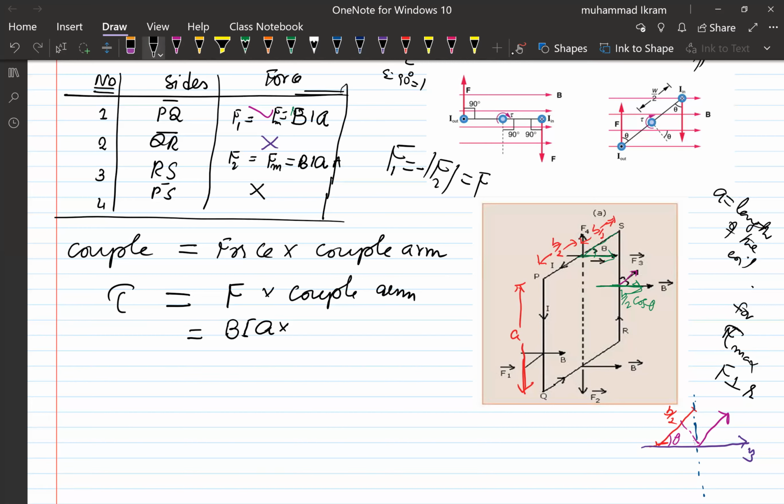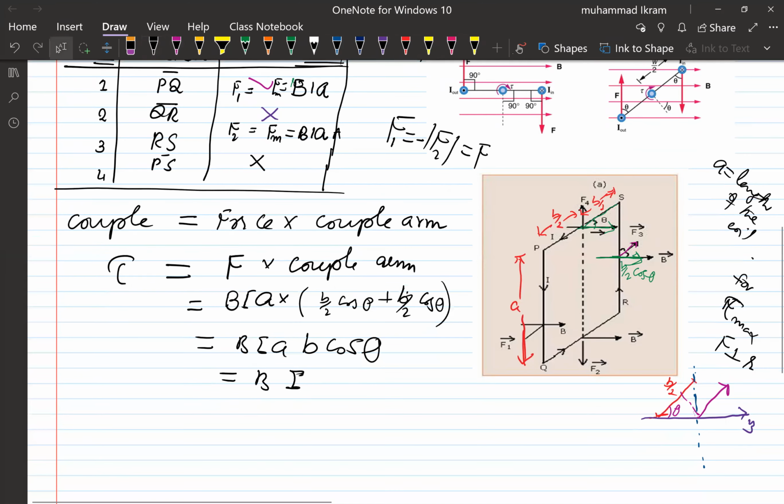So what I will write here is that it will be equal to the couple arm, but we need a couple arm. So the couple arm is the entire length from P to S. So what I'll be writing is b by 2 cos theta plus b by 2 cos theta. This is the couple arm. So it will be BIA into B cos theta, or BI AB into cos theta. But you know what this AB is?